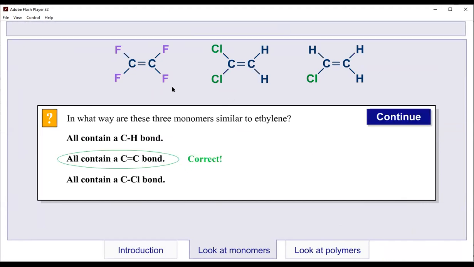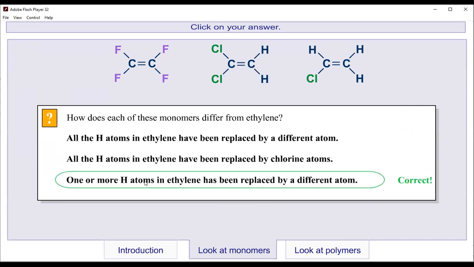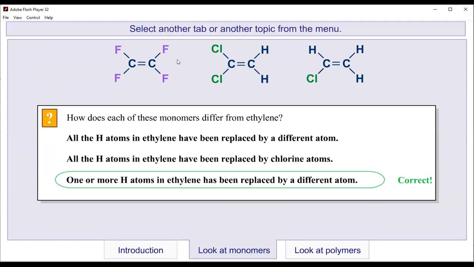They all have a double bond. So that carbon-carbon double bond, which in the addition polymerization reaction breaks and becomes a single bond. So how are these different from ethylene? Ethylene is the only one having the 4 hydrogens. Well, how are these different? Do you have all the hydrogen atoms replaced by a different atom? No. All of the hydrogens replaced by chlorines, or one or more of the hydrogens replaced by a different atom? That's correct. So you don't have all the hydrogens replaced.